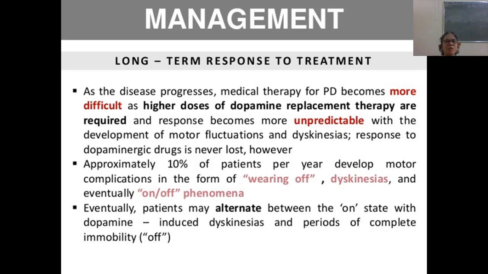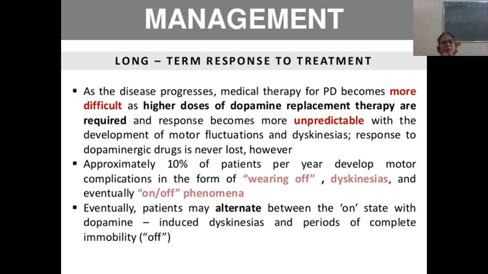Then long-term response to treatment. As the disease progresses, medical therapy for Parkinson's disease becomes more difficult as higher doses of dopamine replacement therapy are required, and response becomes more unpredictable with the development of motor fluctuations and dyskinesias. Response to dopaminergic drugs is never lost. However, approximately 10% of patients per year develop these motor complications in the form of wearing off, dyskinesias and eventually on and off phenomena.